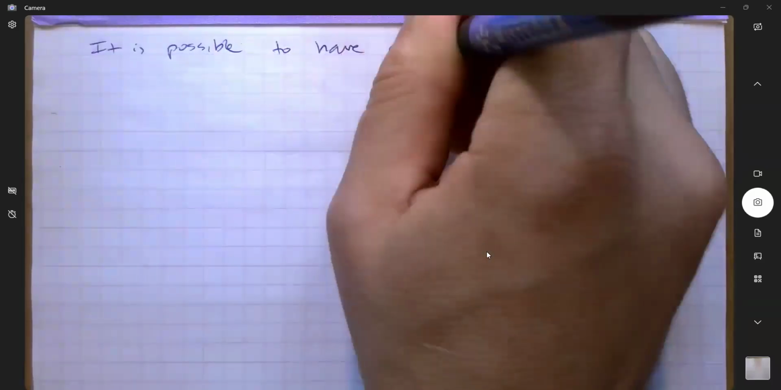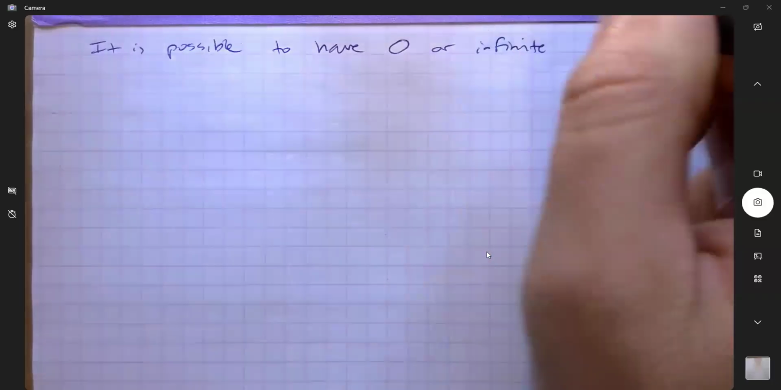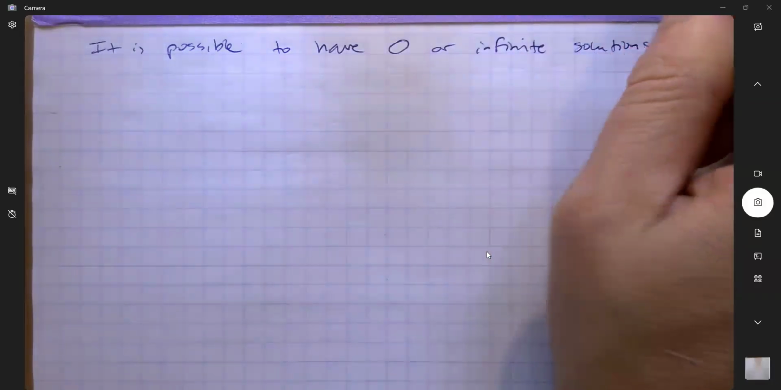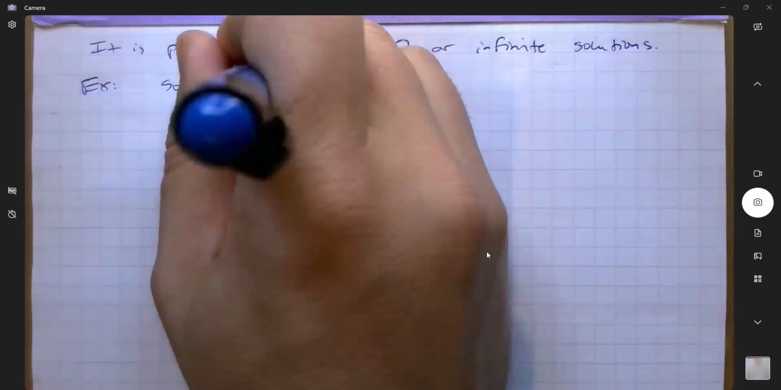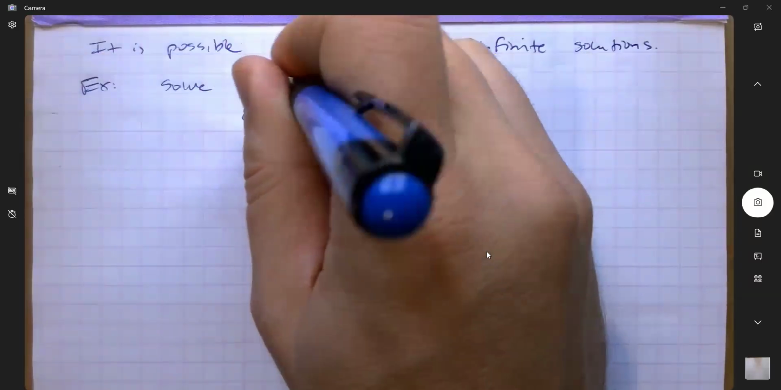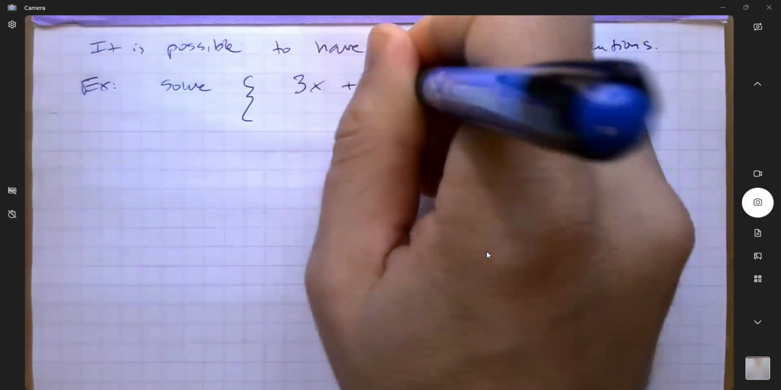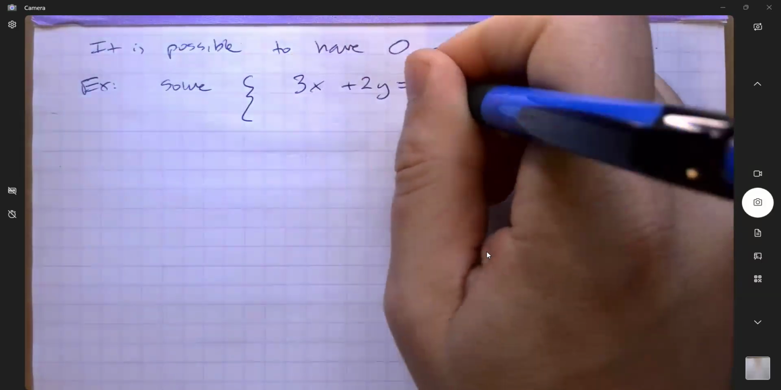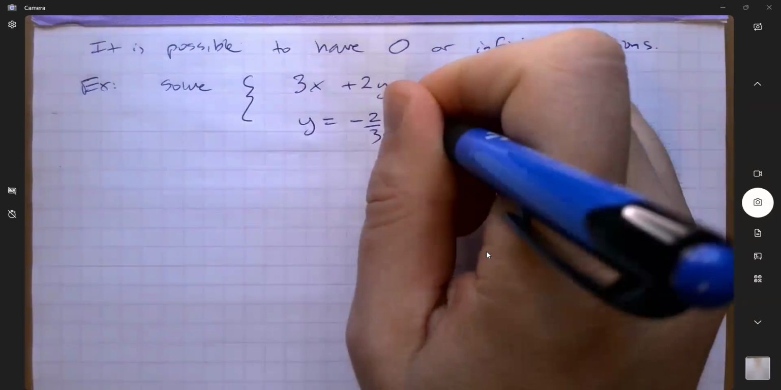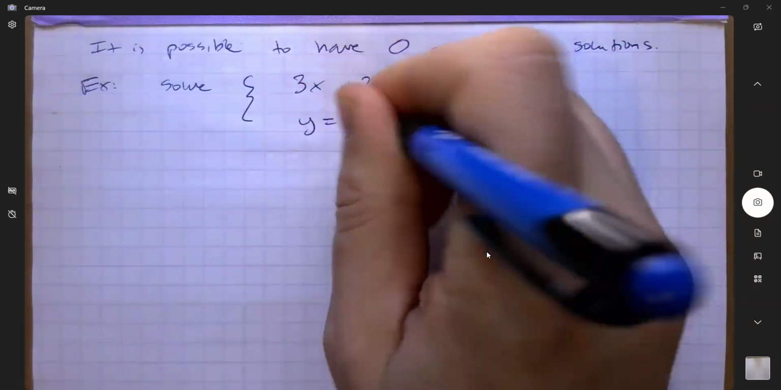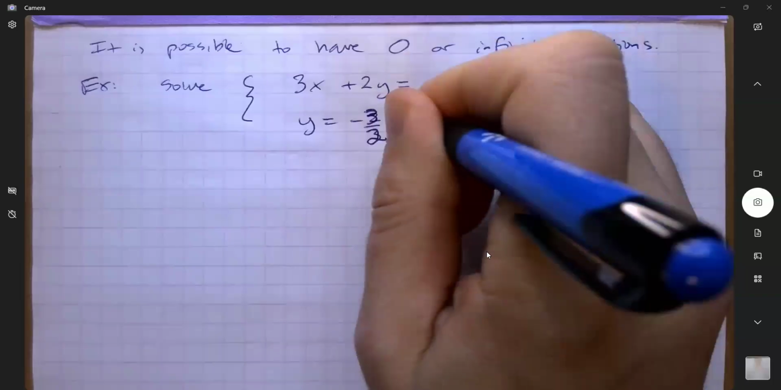All right. So it is possible, just like with the graphical solutions, to have zero or infinite solutions, and to discover this fact using substitutions. So let's do an example of each. Let's solve 3x plus 2y equals 10, and y equals negative 3/2 x plus 5.